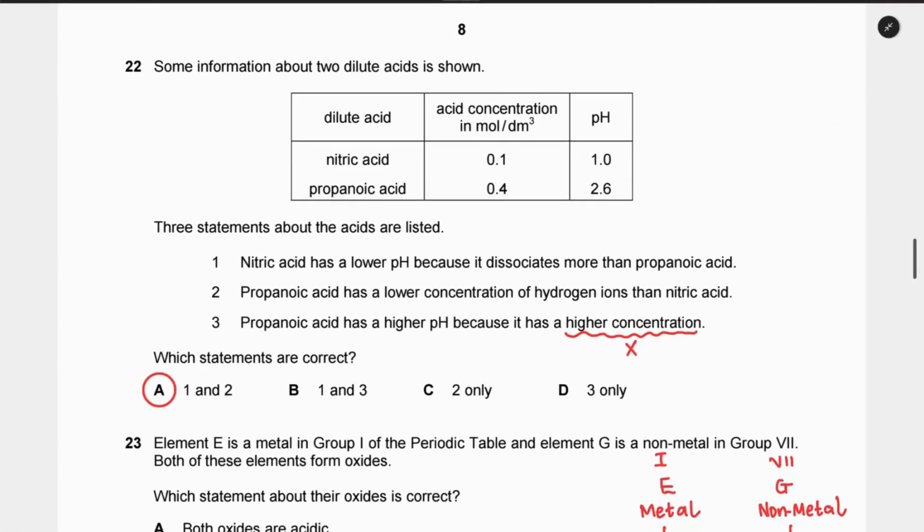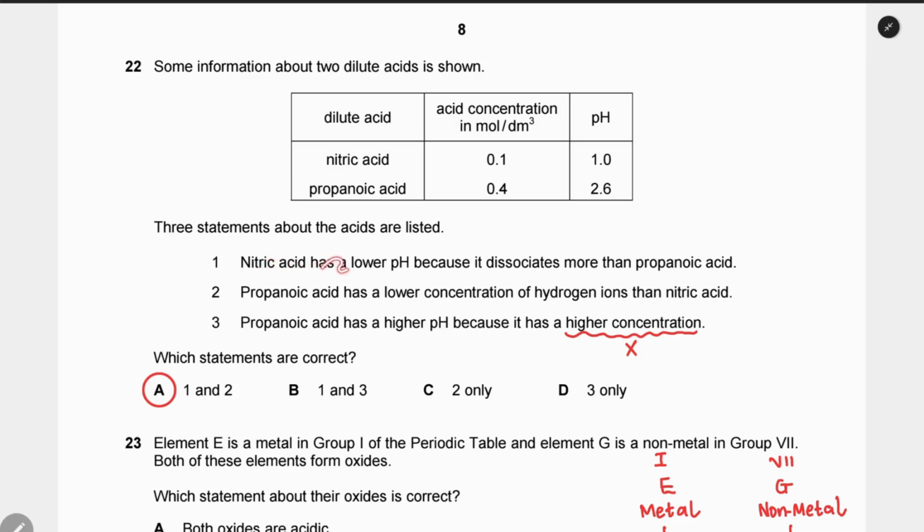So let's continue with question number 22. Some information about two dilute acids is shown. Dilute acid one is nitric acid, another one is propanoic acid. Acid concentration in mole per decimeter cube is 0.1 for nitric acid and 0.4 for propanoic acid. The pH is given respectively as follows. Three statements about the acids are listed.